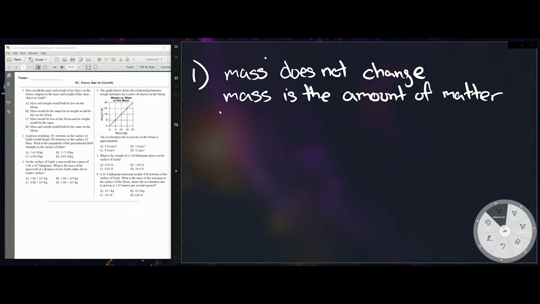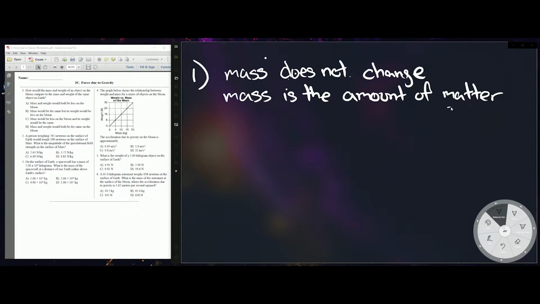Now this video is going to be on 3C force due to gravity. Now let's look at one. How would the mass and weight of an object on the moon compare to the mass and weight of the same object on Earth? So number one, I told you in class, we learned in this class, mass does not change. Mass does not change.